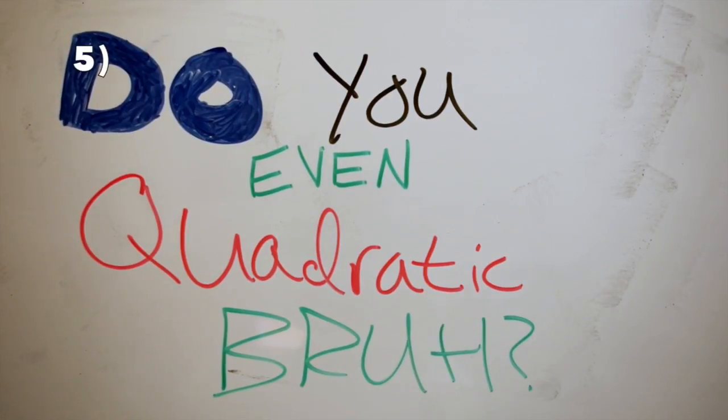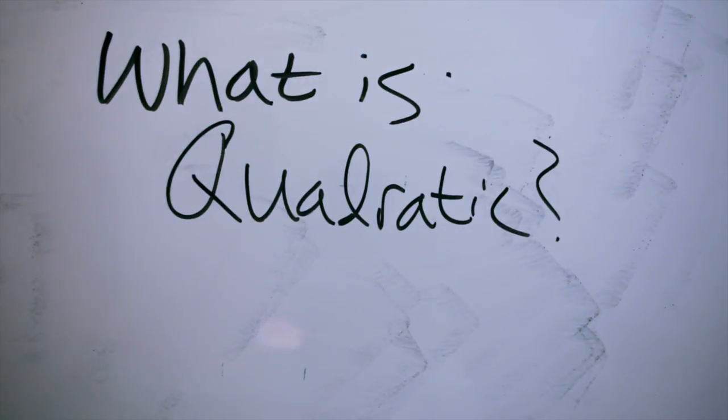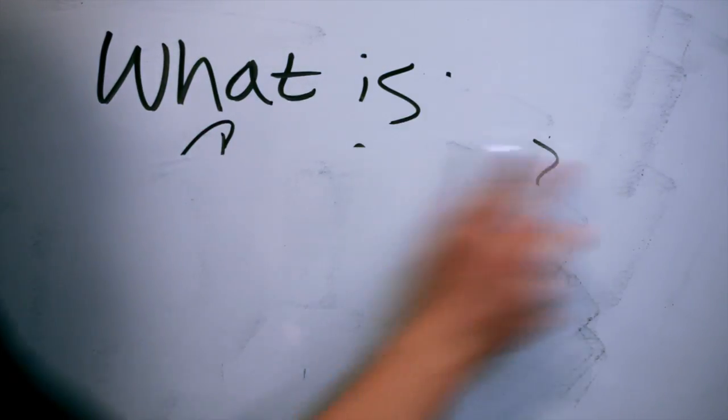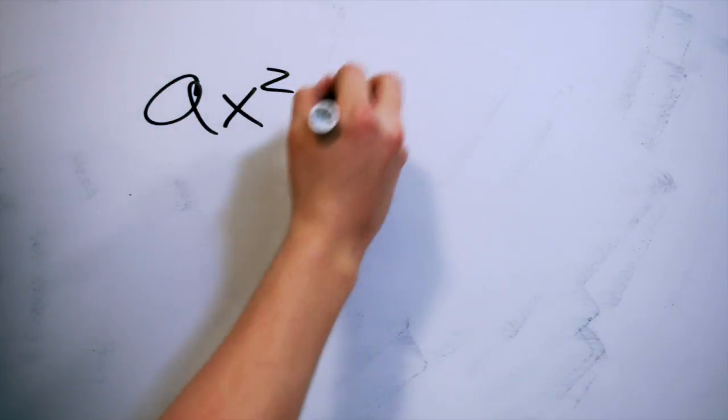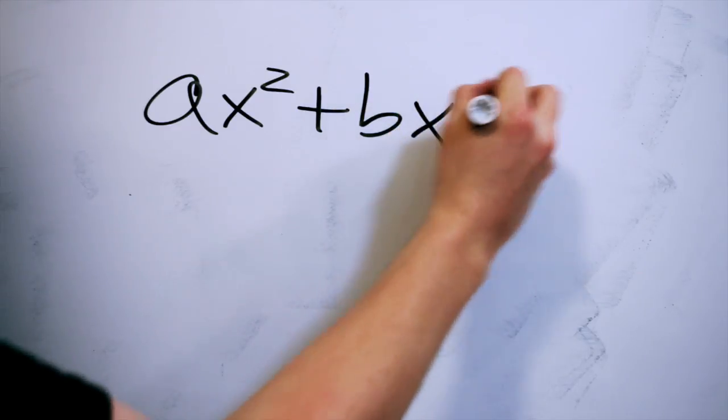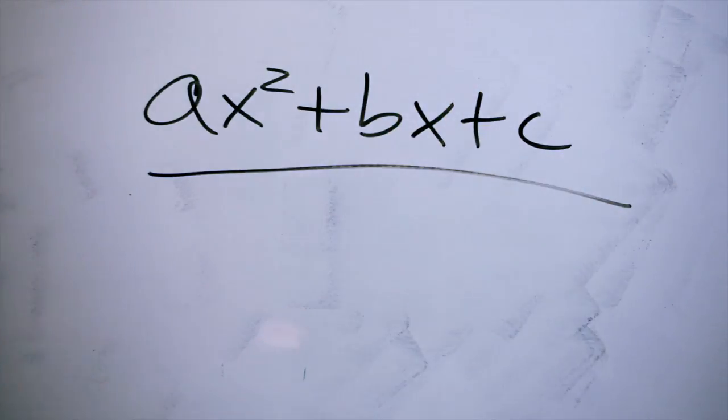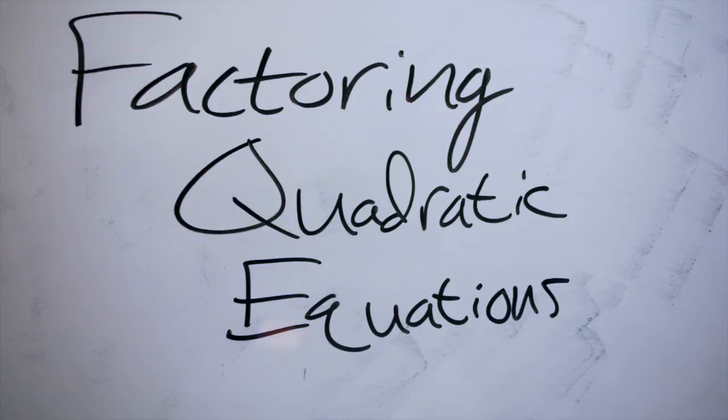Now I've come on to the fifth one. Do you even quadratic, bruh? And if you'll notice, I forgot to put the 5 on the board. So now, what is quadratic? Well, we'll find out real quick. It's going to be in the form of ax squared plus bx plus c, and a, b, c are just going to be constants, just random numbers. We're also going to talk about factoring quadratic equations, which is just super fun.